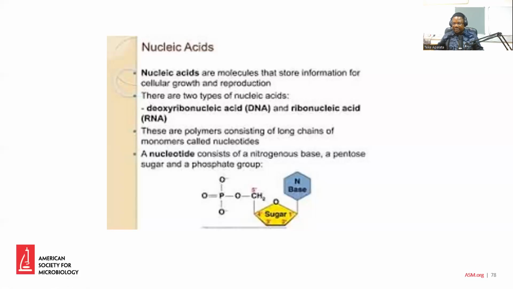So nucleic acids are molecules that store information for cellular growth and reproduction. There are two types of nucleic acid: we have the RNA and the DNA. These are polymers consisting of long chains of monomers called nucleotides. And the nucleotide, as we know it better now, consists of a nitrogenous base, a pentose sugar, and a phosphate group.